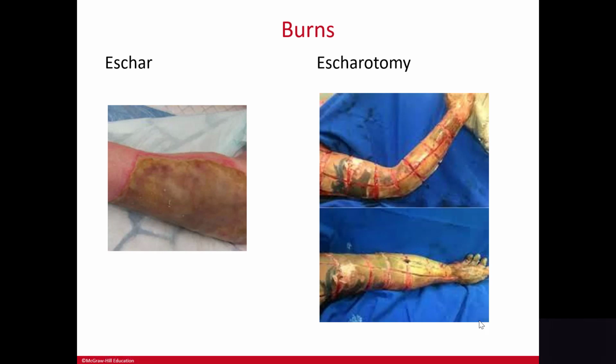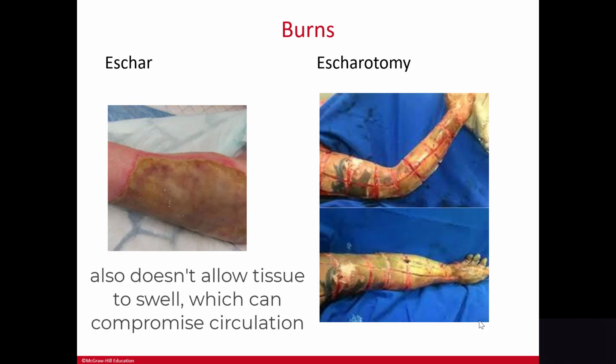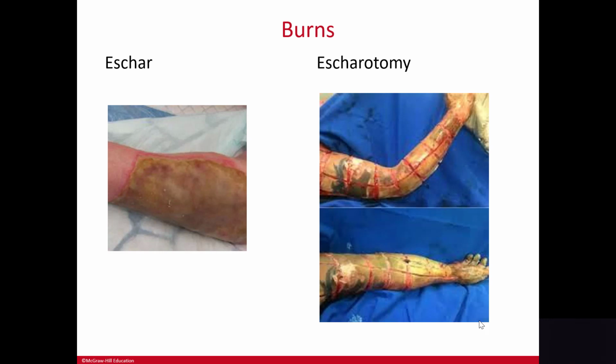So the leathery dead tissue that you see on top of a burn is called eschar. The problem with eschar is it is inflexible and can cause problems with breathing if it's on the chest or the back, and can prevent wound healing, and it leads to infection. So it's like, imagine a leather belt over the skin. It doesn't stretch, it's completely inflexible, and it breeds infection.